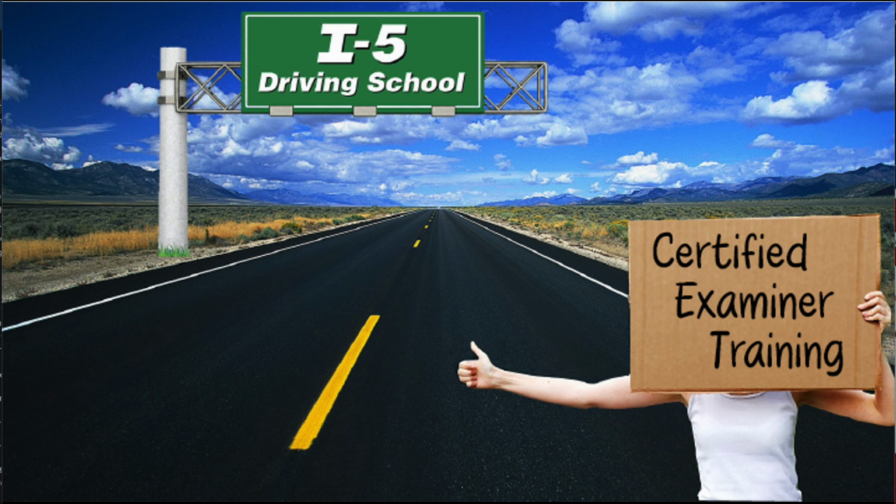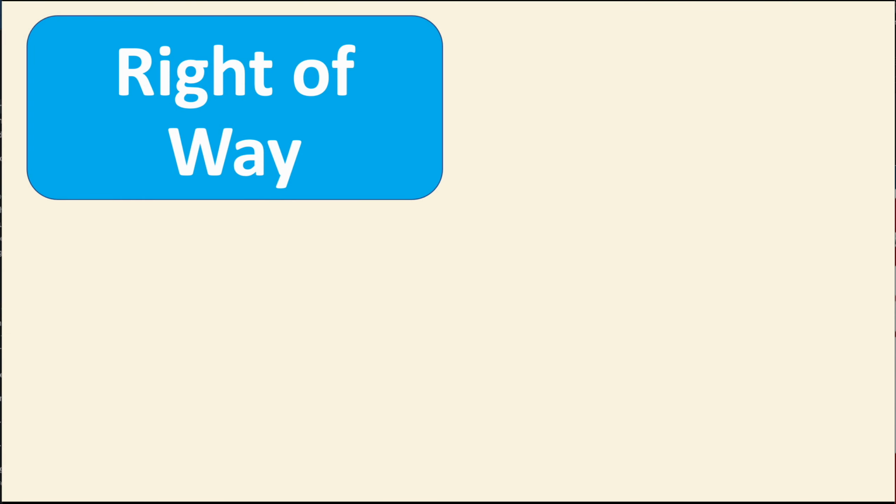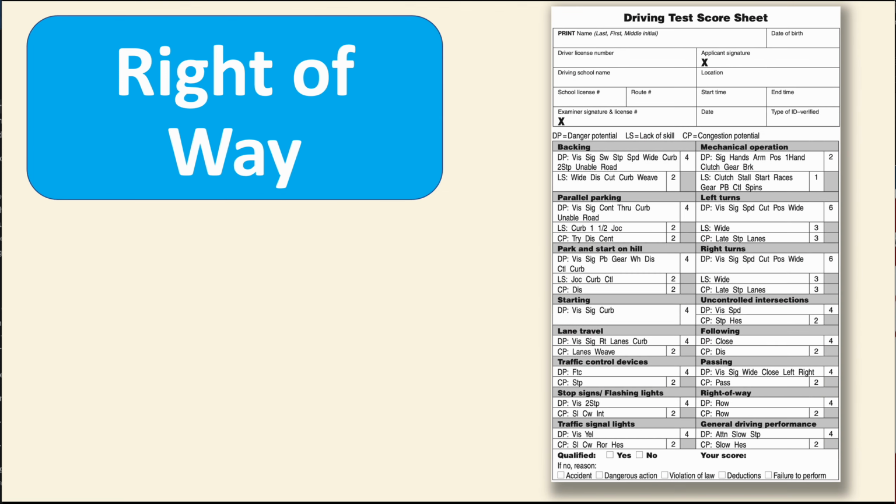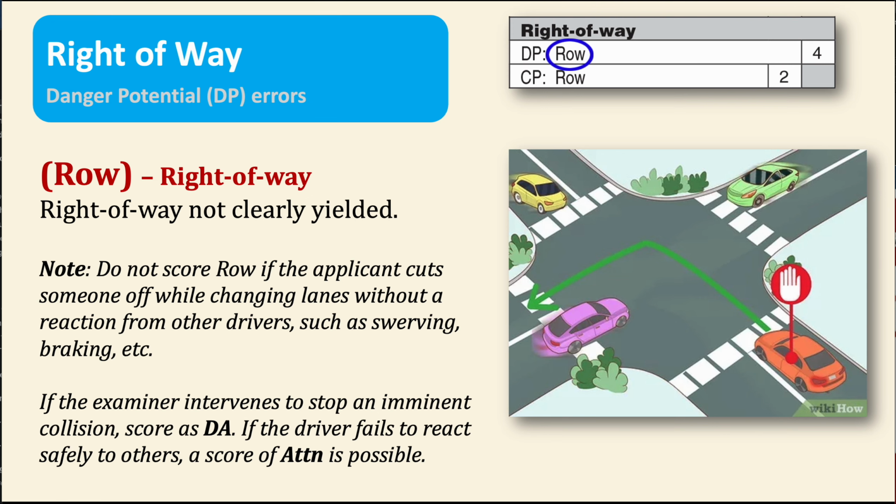Certified Examiner Training video. This one we're going to cover right of way. Now when you look on your score sheet, it's on the right side down in the lower section here. There are only two errors and they both say ROW for right of way. So what's the difference? First up, the danger potential right of way.